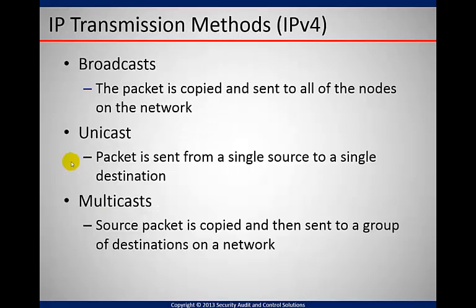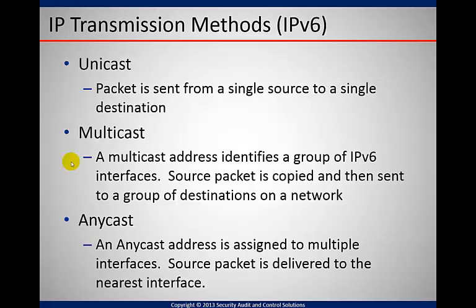Then, as previously we've seen in IP version 4, we had broadcasts, unicasts, and multicast. This now for version 6 has been updated to unicast, where a packet is sent from a single source to a single destination, very similar to IP version 4.